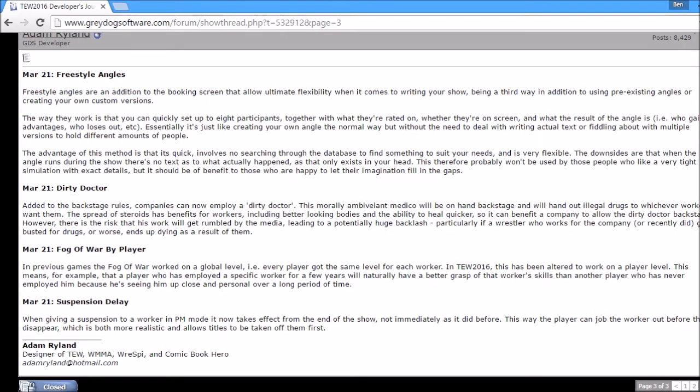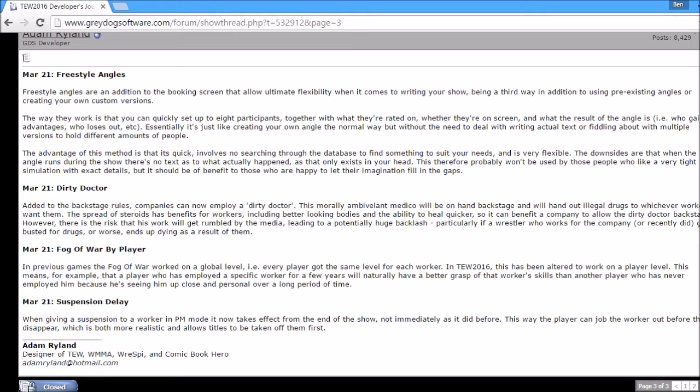Anyways, Fog of War by player. In previous games, the Fog of War worked on a global level, i.e., every player got the same level for each worker. In TEW 2016, this has been altered to work on a player level. This means, for example, that a player who has employed a specific worker for a few years will naturally have a better grasp of that worker's skills than another player who has never employed him, because he's seeing him up close and personal over a long period of time.